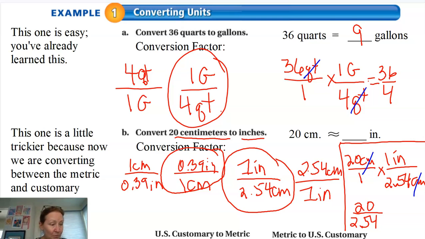And I'm going to round. It's a long decimal number. I'm going to get 7.874, and I'm just going to round to the hundredths. I look at the 4. If it's 5 or more, let it soar. 4 or less, let it rest. I don't need to round it up. The answer is 7.87 inches. And again, this symbol means approximately. It's not an exact answer.